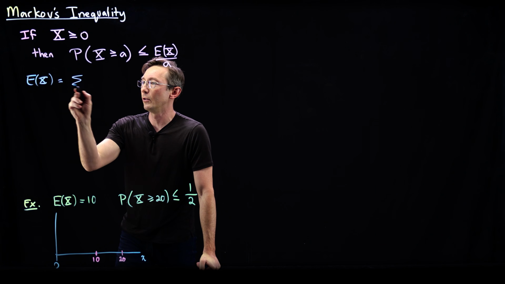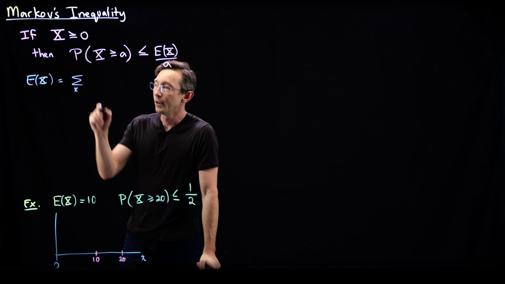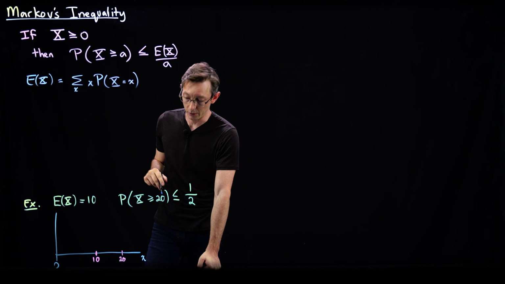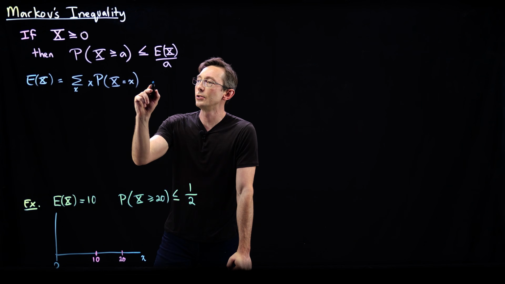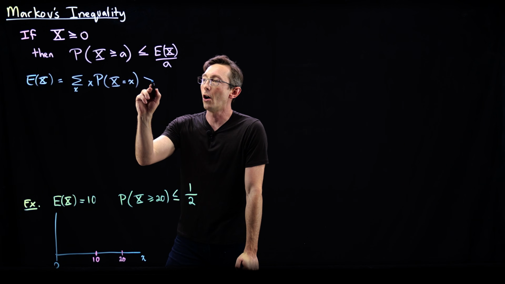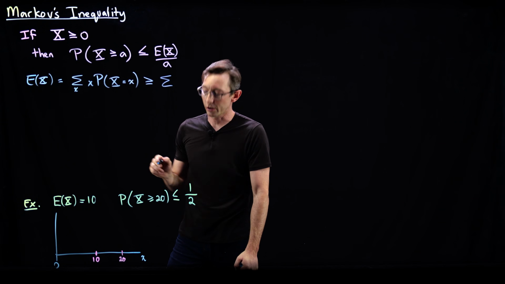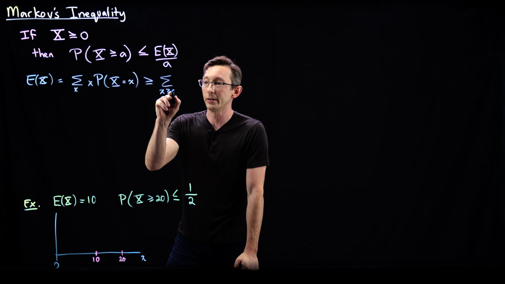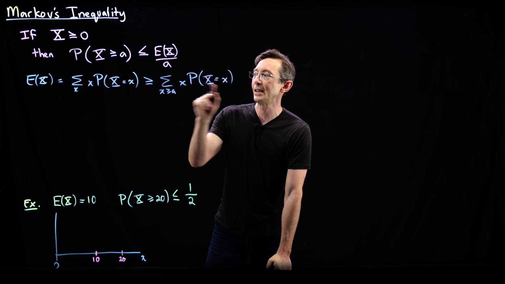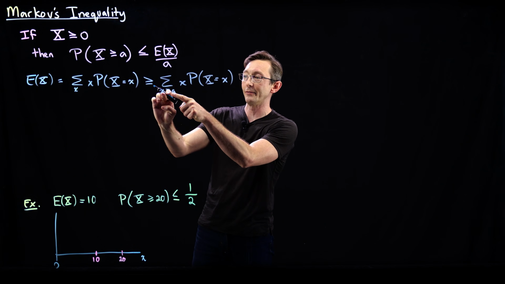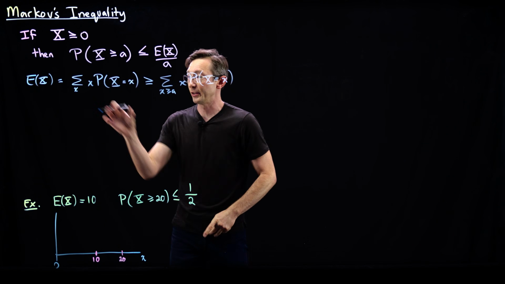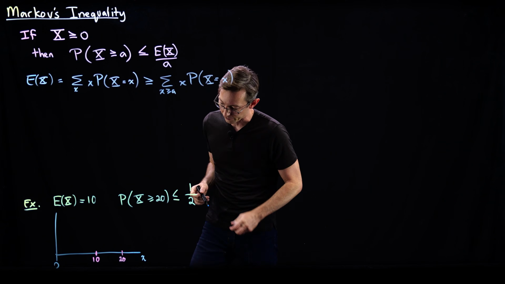This is the sum over all possible values that this variable can take, times that value times the probability that big X equals that specific value of x. Because x is positive and the probabilities are non-negative, this total sum is always greater than or equal to the same expression if I limit my sum to values of x bigger than a. There are more things I'm adding up over here, and they're all positive.